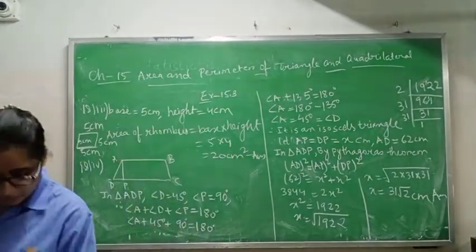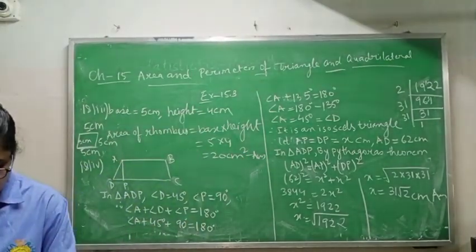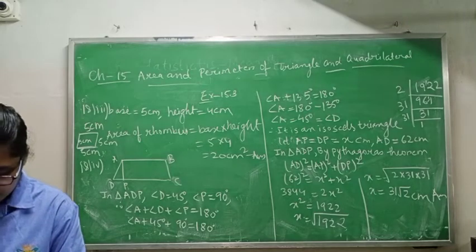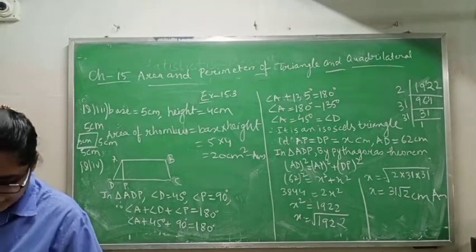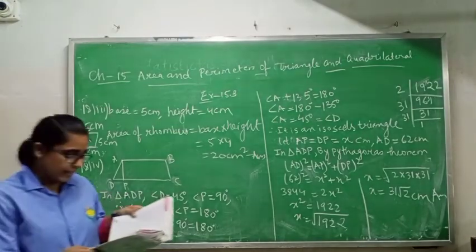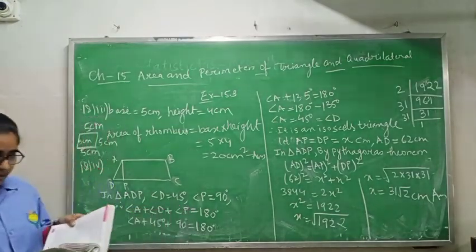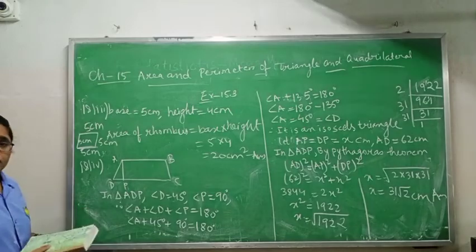Okay. Now question number 4 is: any adjacent parallel sides of a trapezium make an angle 45 degree, and the length of its slant side is 62 centimeter. What is the distance between two parallel sides?